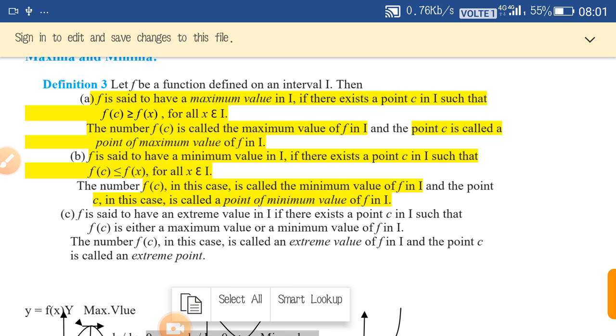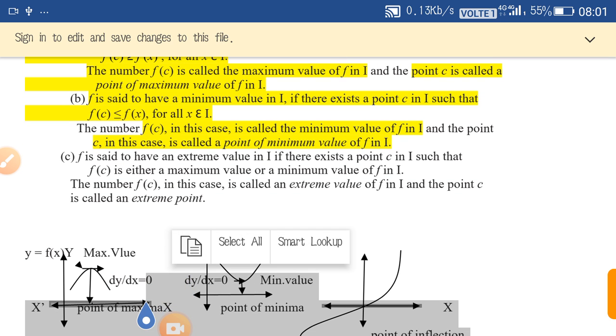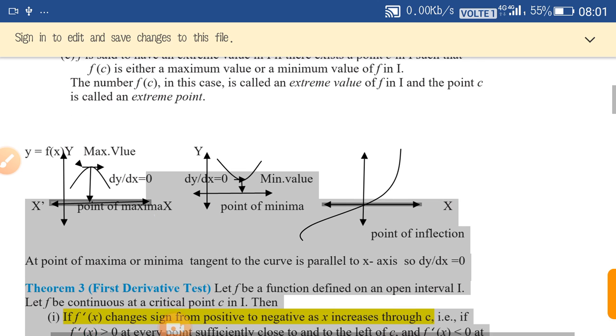The third condition is: f is said to have an extreme value in I if there exists a point c in I such that f(c) is either the maximum value or the minimum value of f in I. Then the number f(c) in this case is said to be the extreme value, and the point c is called the extreme point also.